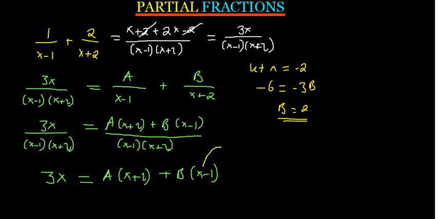And then for me to make this a 0, I'm going to make x to be 1. So say let x be equal to 1. So 3 times 1 is going to be 3. That will be equal to, we put also 1 here. 1 plus 2 is 3 times a, that will be 3a. Because this part will give us a 0. So that will give us a being equal to 1.